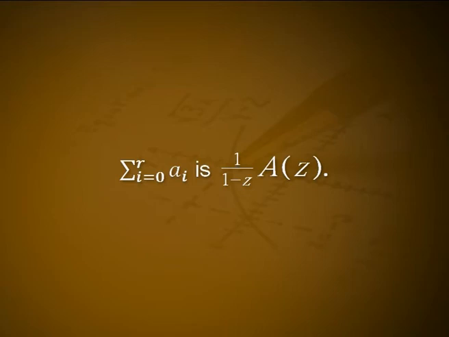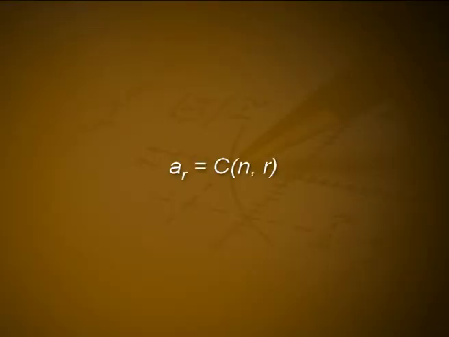If A of z is the generating function for A, then the generating function for the accumulated sum, summation i equal to 0 to r ai, is 1 by 1 minus z into A of z. Consider the numeric function A such that ar is equal to C of n, r for some fixed n.